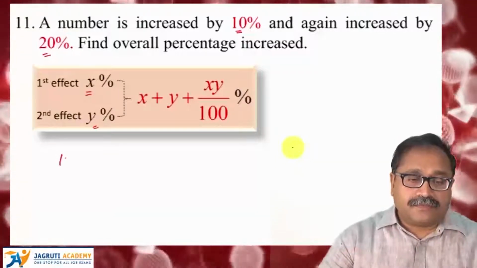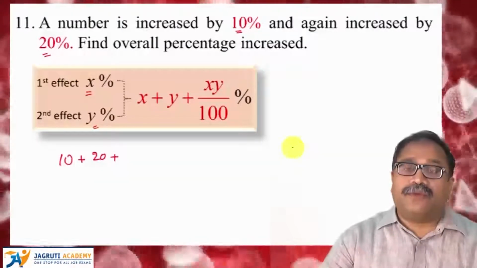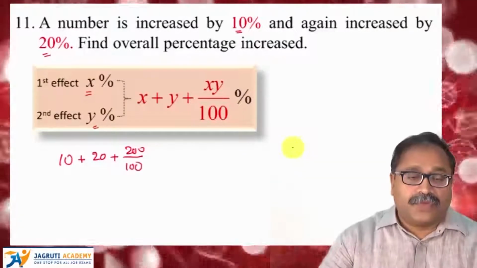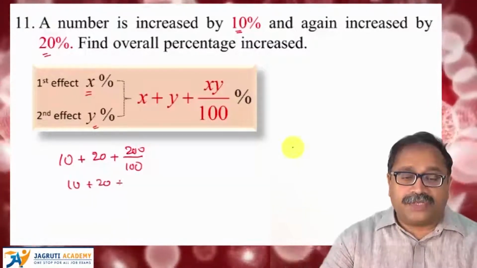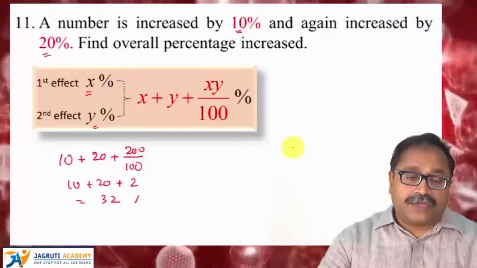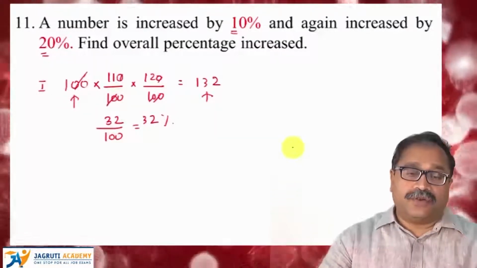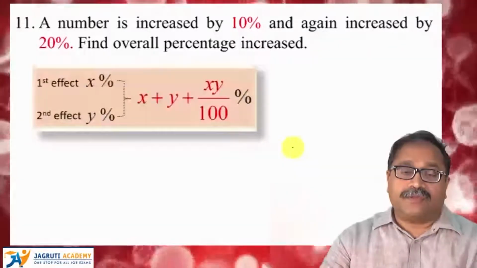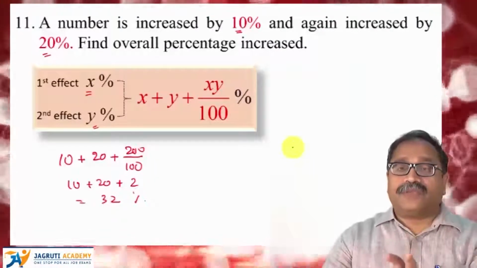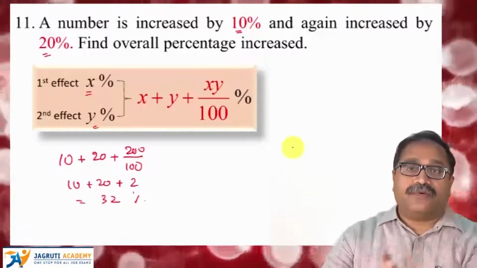So 10 plus 20 plus 10 into 20, which is 200, and 200 by 100. So which is 10 plus 20 plus 2, in other words it's 32. So the overall increase is 32%. In the previous question also you might have seen that we got a 32% increase. Now here in the second method also we are getting the same thing. So if two effects are given and I have to find out the end effect or the net effect, I will directly apply the formula and work out the overall result.